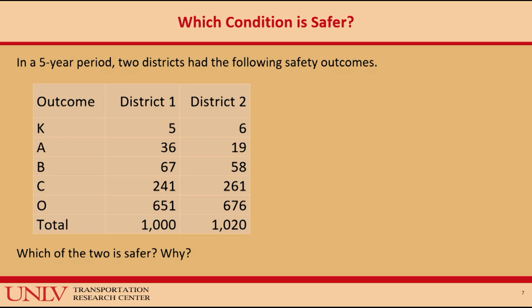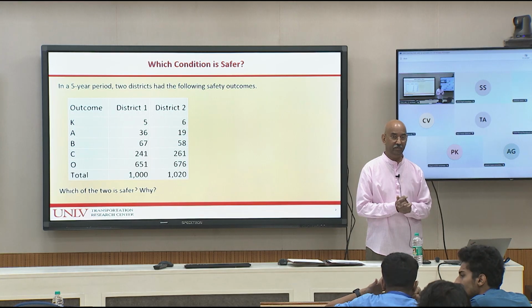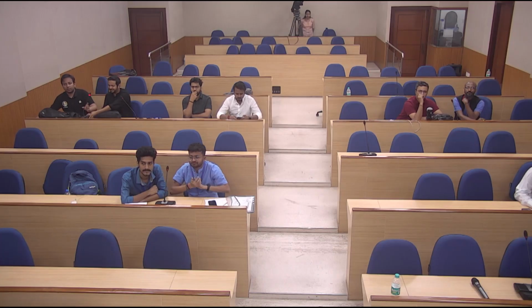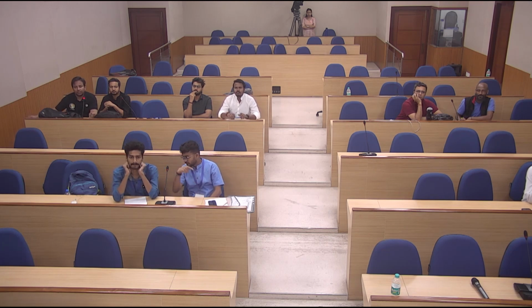All right, 5 seconds. Okay, time. Anuj and Rijul, what did your team come up with? Be very brief. I don't need a long essay. In 10 seconds, tell us. District 2. District 2 is safer. Why? Because major injuries is less. Major injuries is less. Okay, which specific number are you looking at? A. A, 36 and 19. Okay. All right.